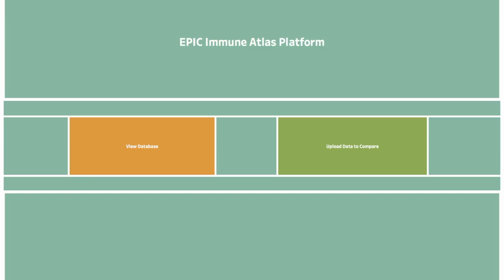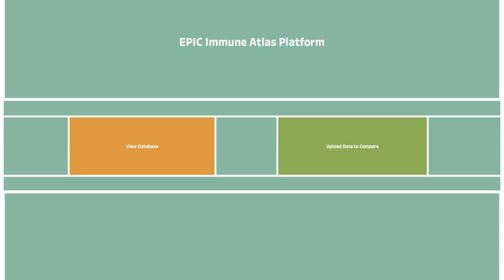In this platform, we have a database which consists of 114 healthy individuals, ranging from cord blood samples to newborn individual samples and all the way to adult samples. Scientists or researchers from all over the world are able to upload their mass cytometry data onto our platform, run it through our pipeline analysis automatically, and compare it against our database.